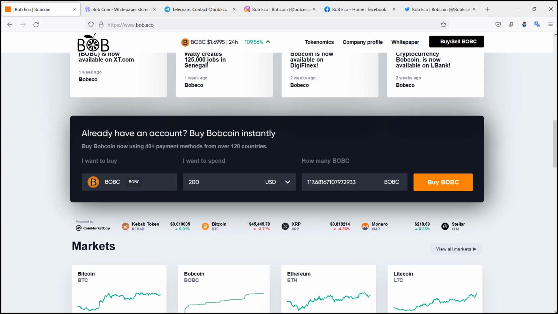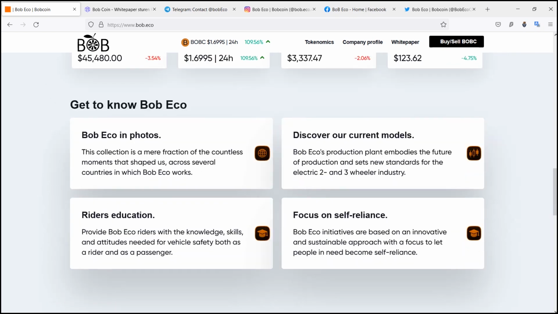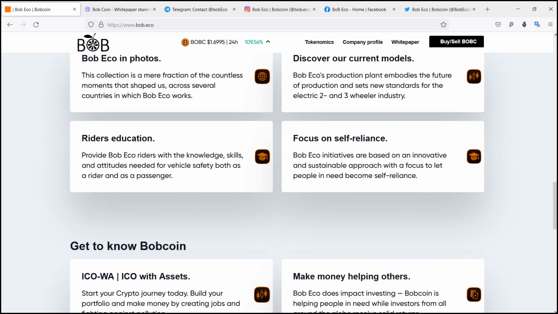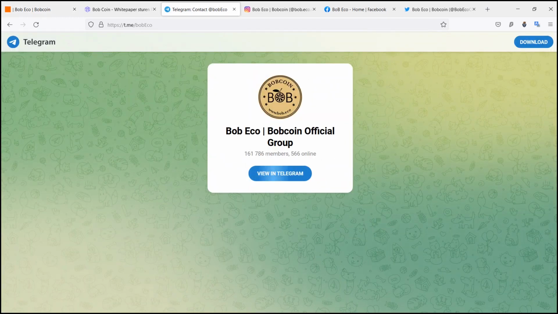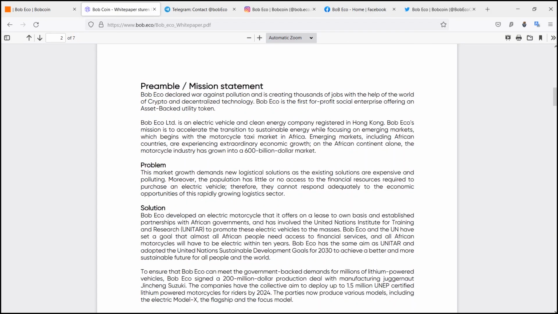To make this system more transparent, Bob Eco is integrating blockchain technology into its asset management system to show the assets linked to Bobcoin. The intention is to provide digital, permanent, and auditable records that show stakeholders the status and place of assets. And all will be verifiable by chassis, engine, and GPS number.